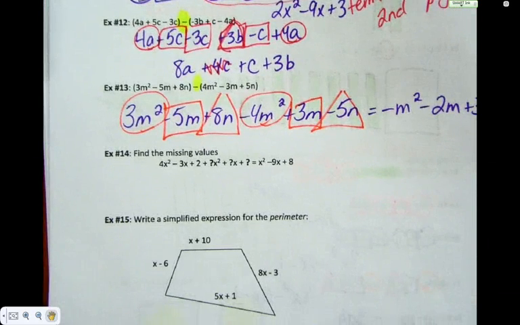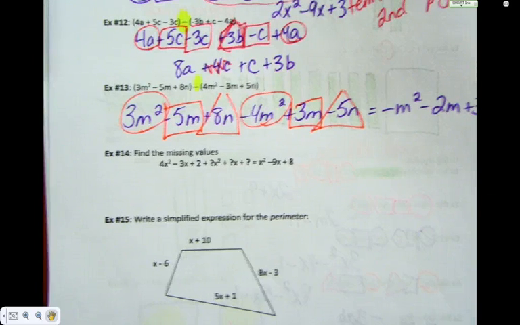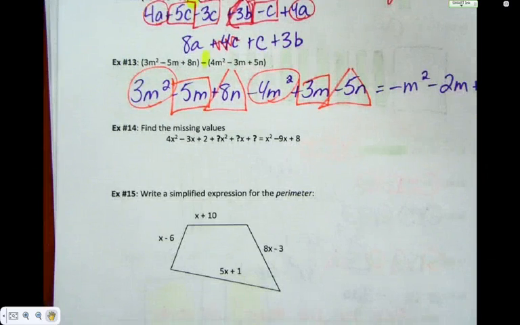Last two examples are what we call application questions. So the question doesn't say specifically what you need to do. It's not going to say simplify or collect the like terms. This is one where you've got to kind of figure out what's going on. This one says find the missing values. What does it mean? It means fill in those 3 question marks.